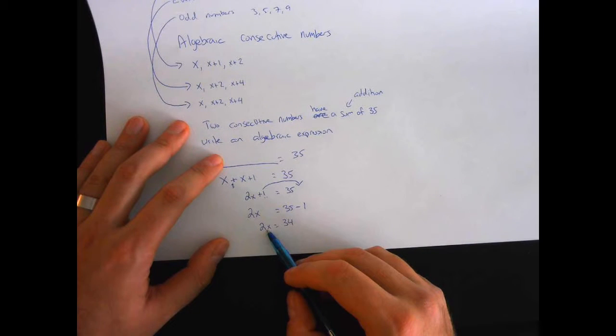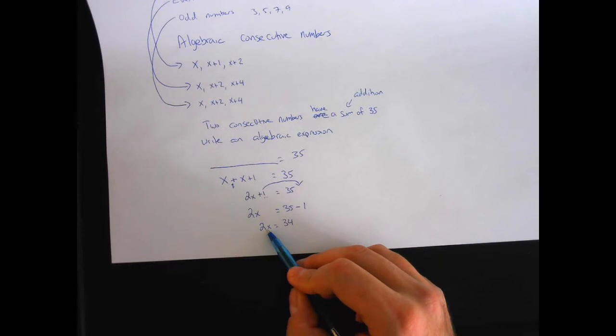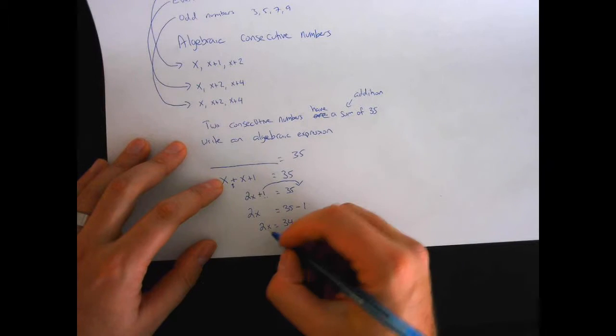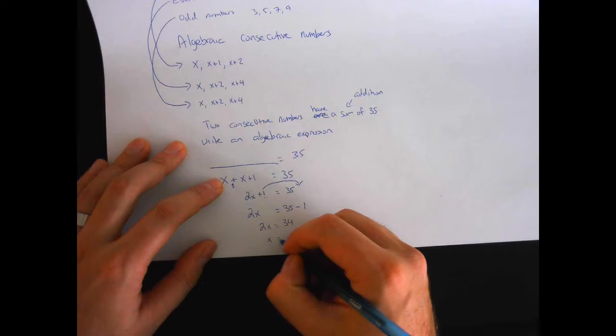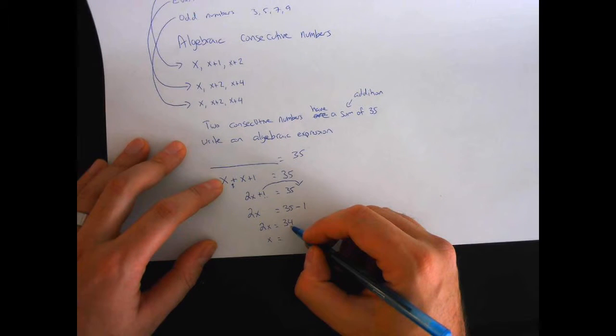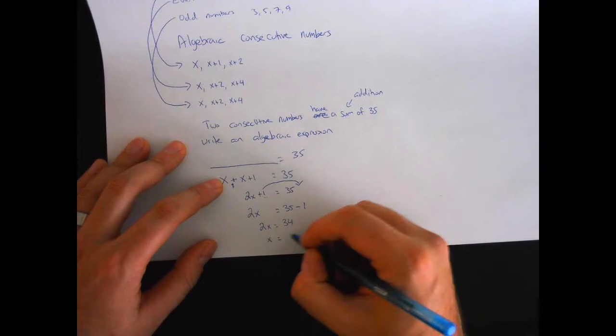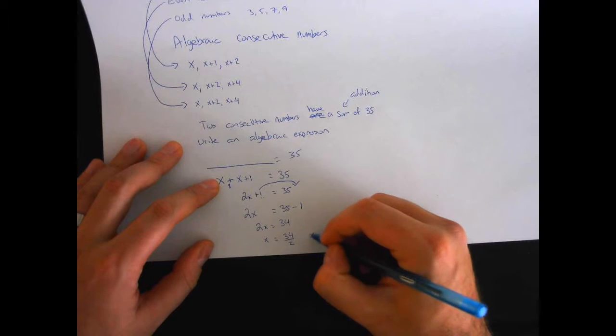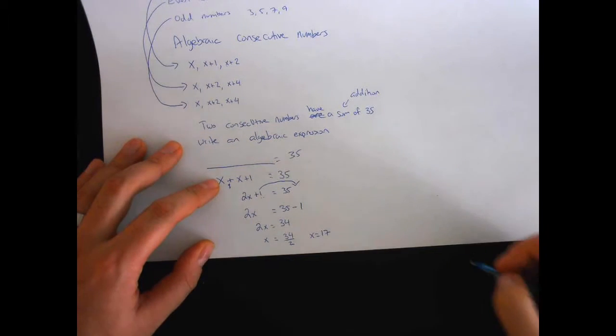Now to get rid of 2x, because it's being multiplied, you do the opposite, which is division. So x equals, since it's being multiplied by 2 here, you divide by 2 here, 34 divided by 2. x equals 17.